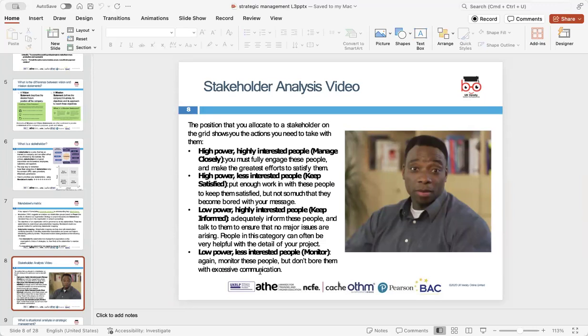Lastly, stakeholders with both low power and low interest can simply be monitored. While these individuals or groups do not require frequent updates, it is still important to ensure they do not become dissatisfied due to a lack of attention or excessive communication.